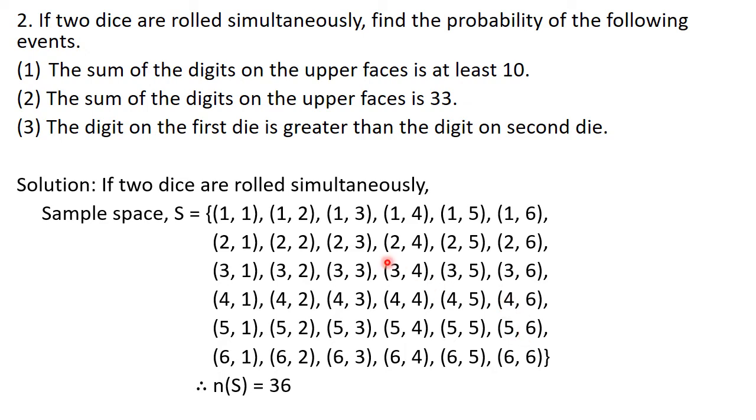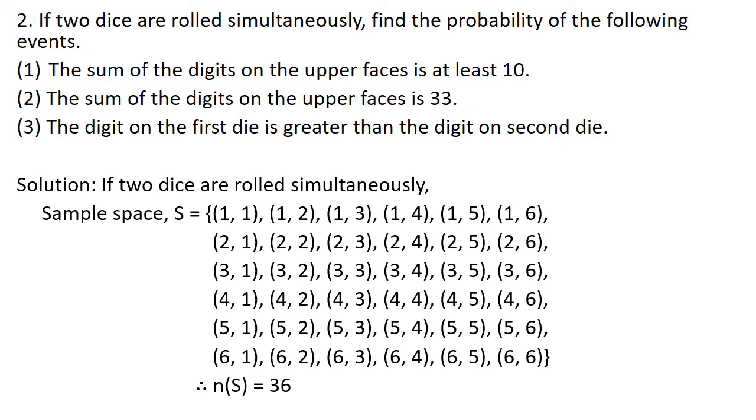So see here, in the first line, second line, third line, no sample point will come, because you will find that the maximum sum here is 7, here it is 8, here it is 9, but we want 10 or more than 10. So the first sample point here will be 4 6, because 4 plus 6 is 10. Then here we have 5 5, 5 6, and here we have 6 4, 6 5 and 6 6. So all these sample points we have to write down as event A.